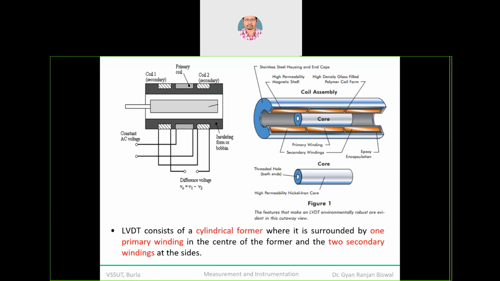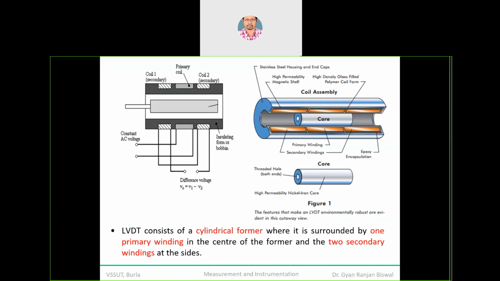It is a cylindrical former which is surrounded. One is the primary winding in the center of the former and the two secondary windings at the sides. This core is primarily made of high permeability material. This is the high permeability magnetic shield. What is the advantage of a high permeability magnetic shield? The external magnetic field in the surrounding area cannot disturb it, so whatever reading you get is very reliable and highly efficient. You will get a very accurate reading.